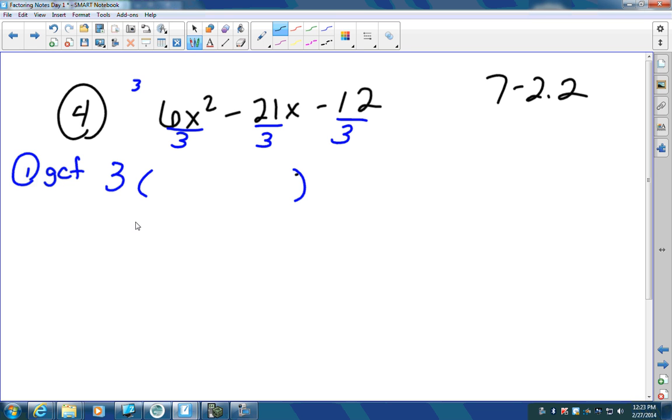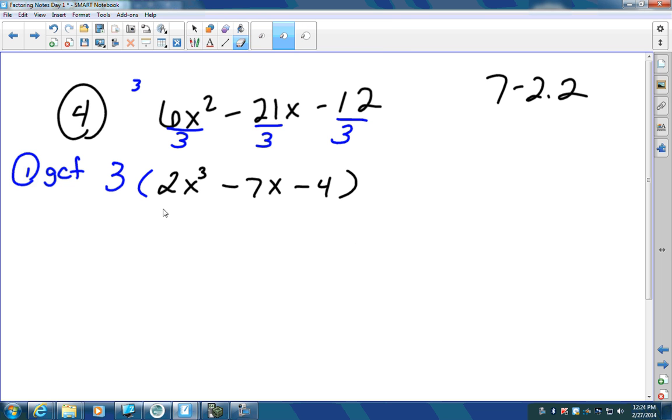All right. So now 6 divided by 3 is 2. Thank you for not saying 3. Negative 21 divided by 3 is negative 7x. And negative 12 divided by 3 is negative 4. It totally is not a cubed. It's supposed to be a squared. Thank you. Sorry.